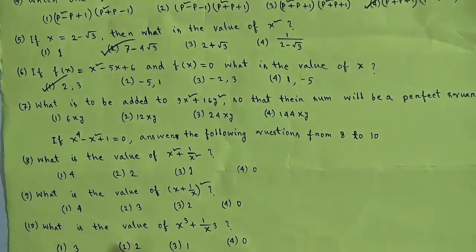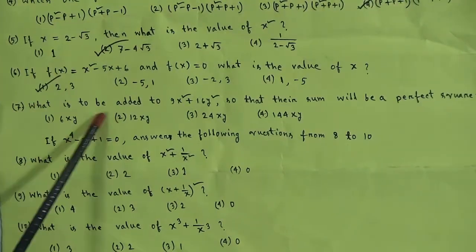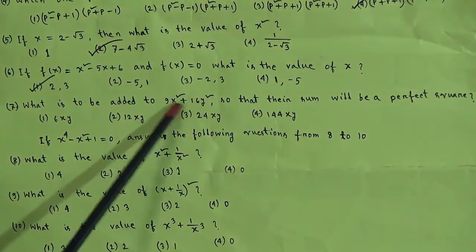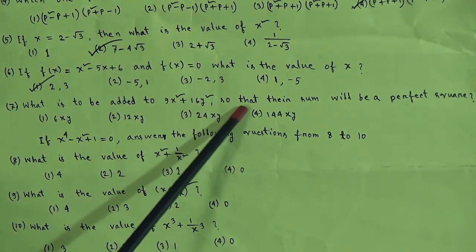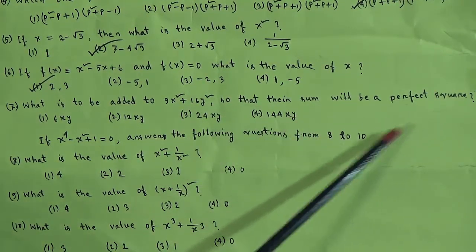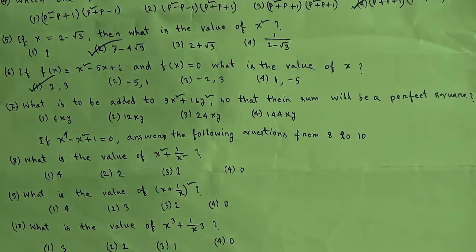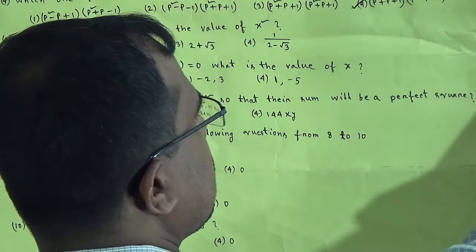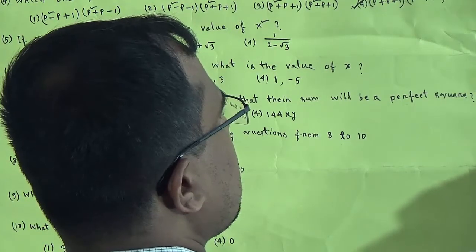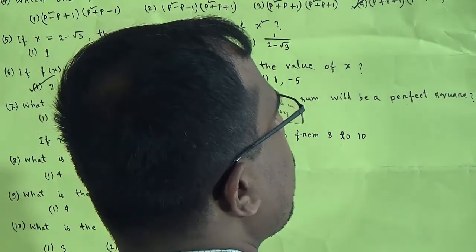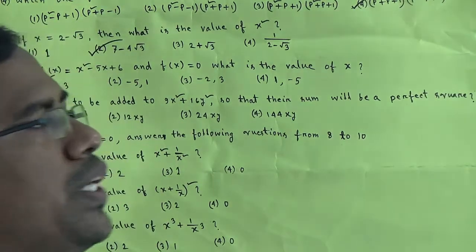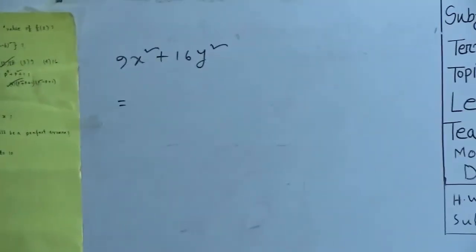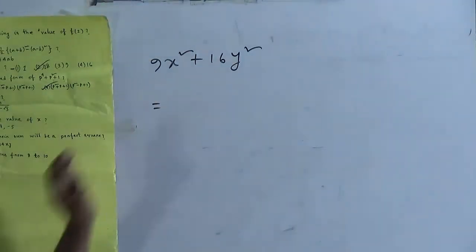Dear students, now we'll solve question 7. What is to be added to 9x square plus 16y square so that their sum will be a perfect square? Here the given expression is 9x square plus 16y square. We have to convert it into a perfect square, and for that which term do we have to add to it?